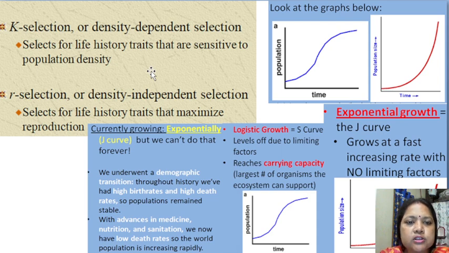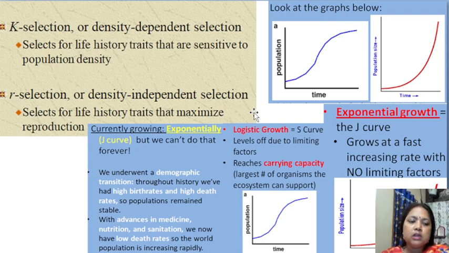So K selection means density dependent selection. It selects for life history traits that are sensitive to population density. Means K selection relates to your population density, whereas R selection is density independent. It selects for life history traits that maximize reproduction. It does not depend upon your population density.